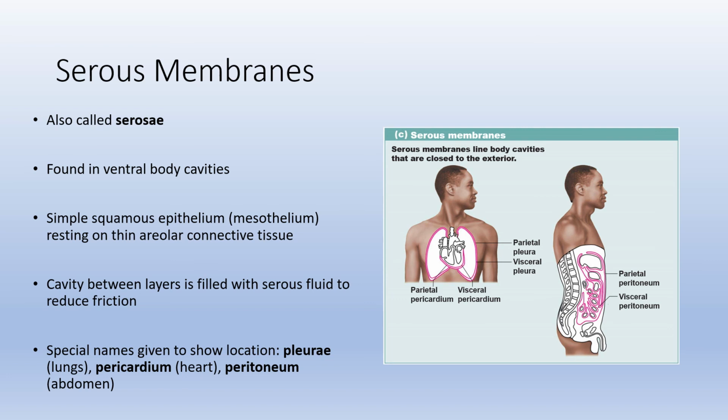The epithelium associated with a serous membrane lining these body cavities is a simple squamous epithelium. Now remember, we had a special term for a simple squamous epithelium in the ventral body cavities. It was mesothelium. That layer of mesothelium will rest on a layer of loose or areolar connective tissue. There is a cavity between these two layers that we will see filled with fluid to reduce friction, because serous membranes oftentimes surround organs that are highly mobile, like the lungs, the heart, and the digestive system.